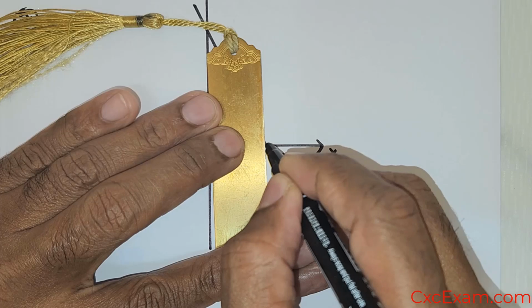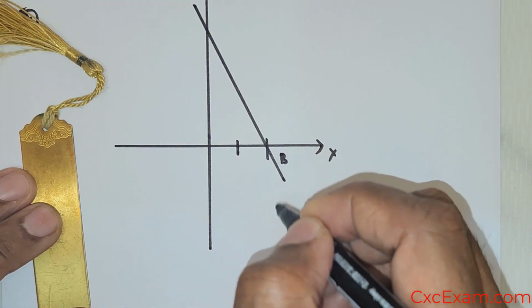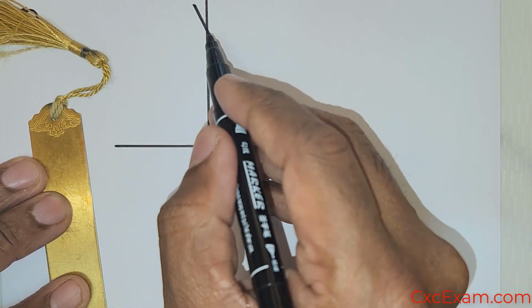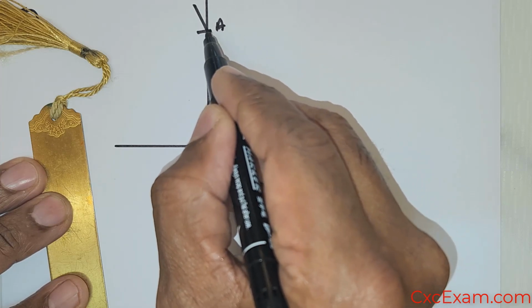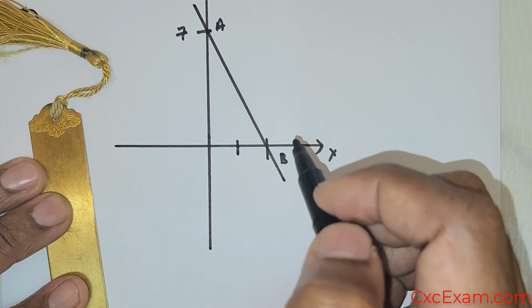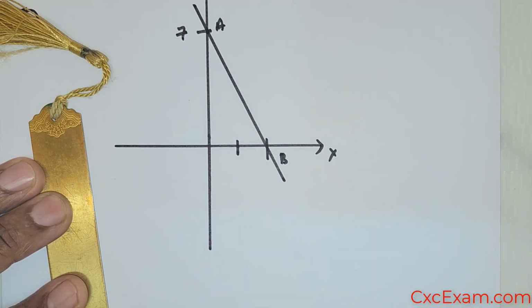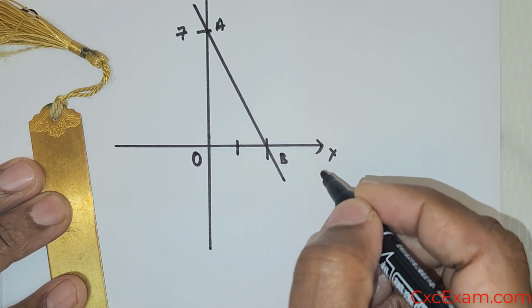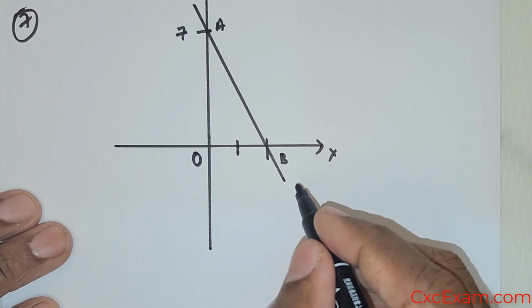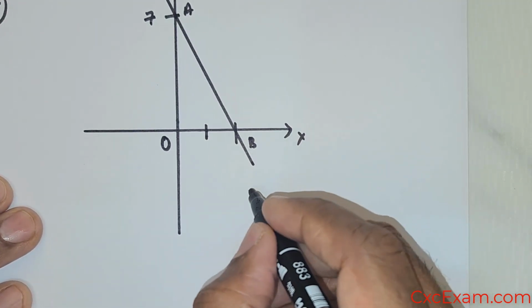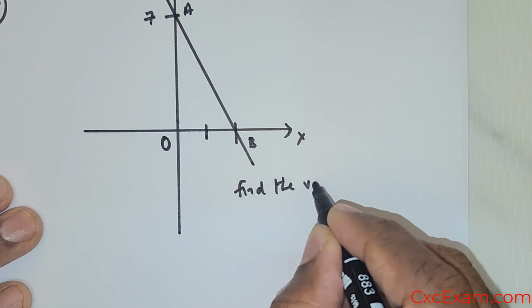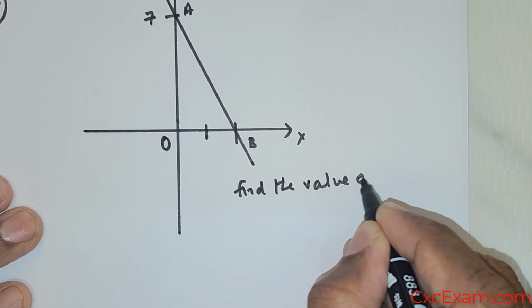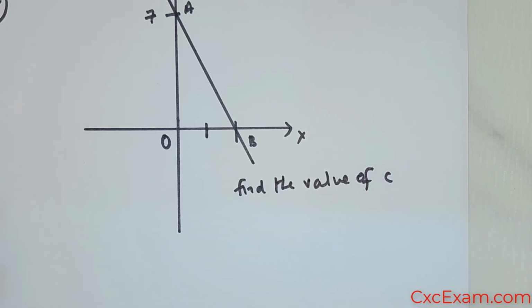Now this point is given as B, and this point is exactly at the second unit, and this point is A. This point is exactly at the 7th unit. Now this is the origin. The first question wants us to find the value of C for this line.